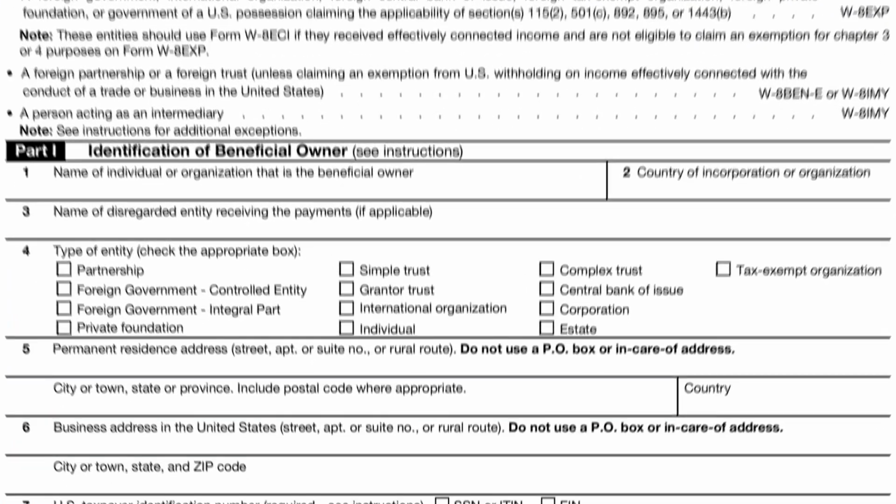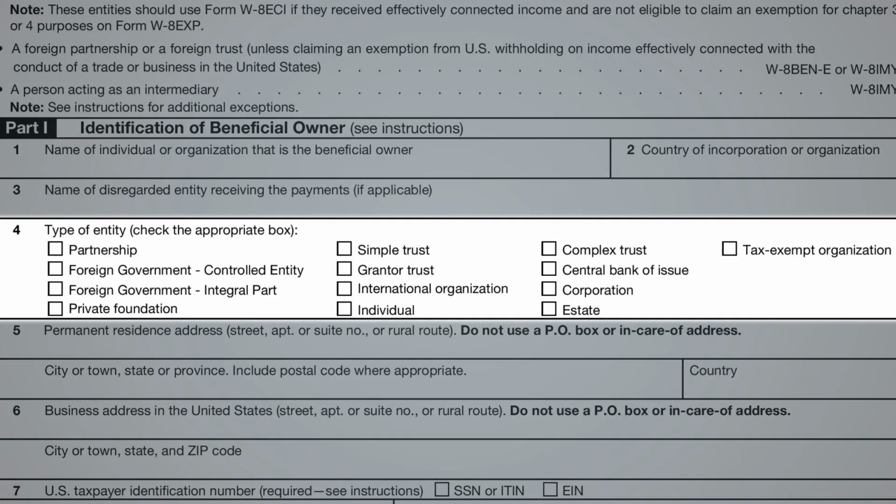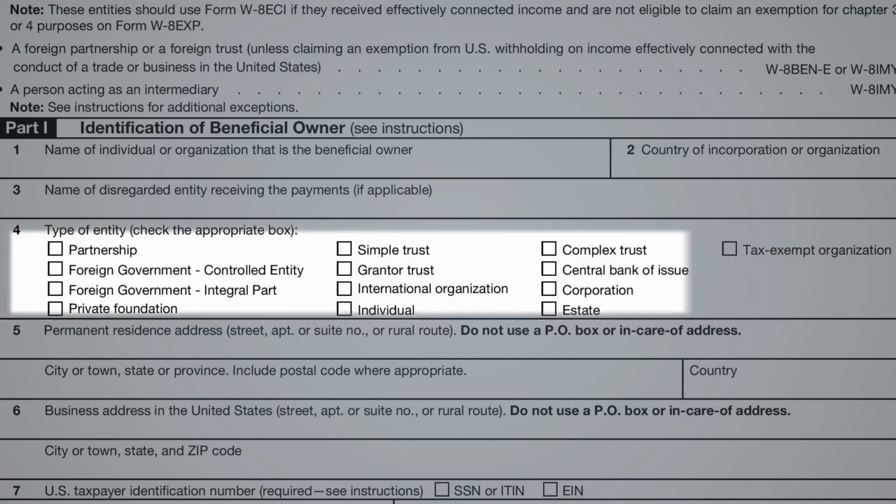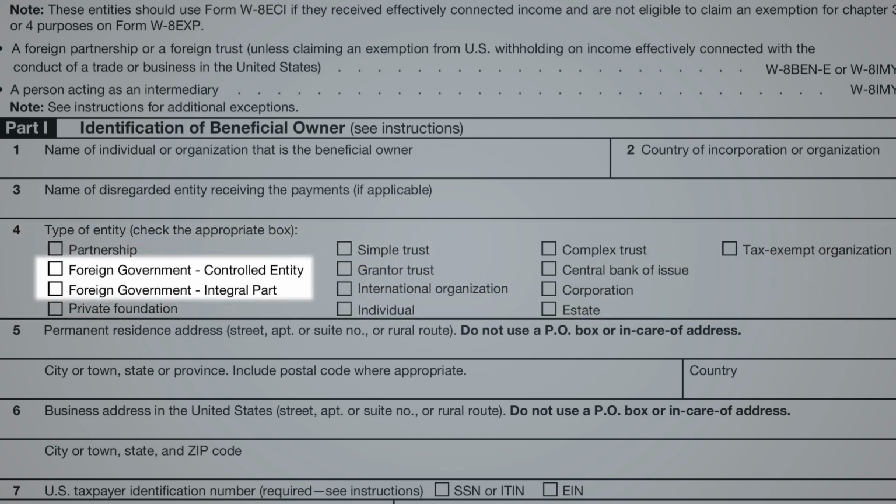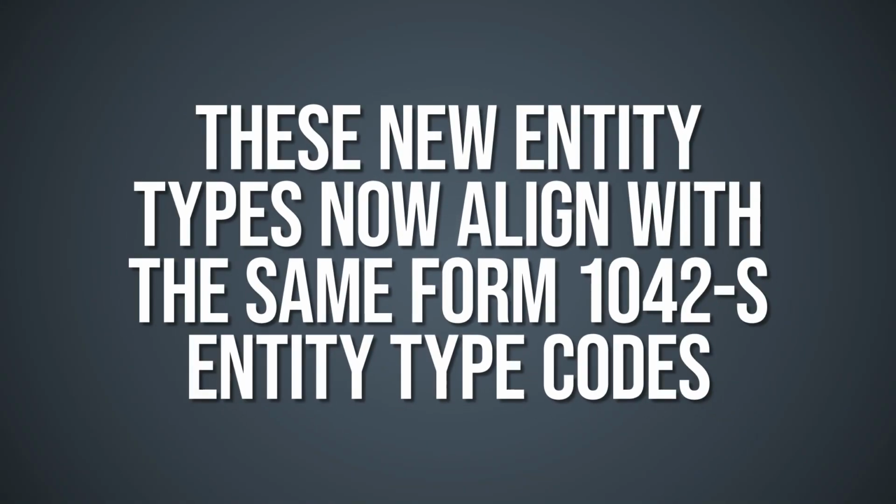First, we're going to look at the face of the form starting with line 4, types of entities. Here the form removes the classification for foreign government and replaces it with two possible classifications for a foreign government: an entity that is controlled by a foreign government, or an integral part of a foreign government. These new entity types now align with the same Form 1042-S entity type codes.